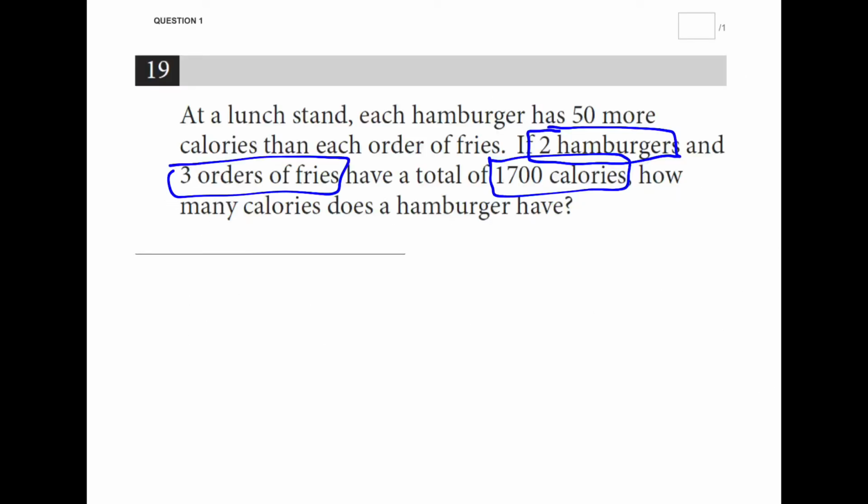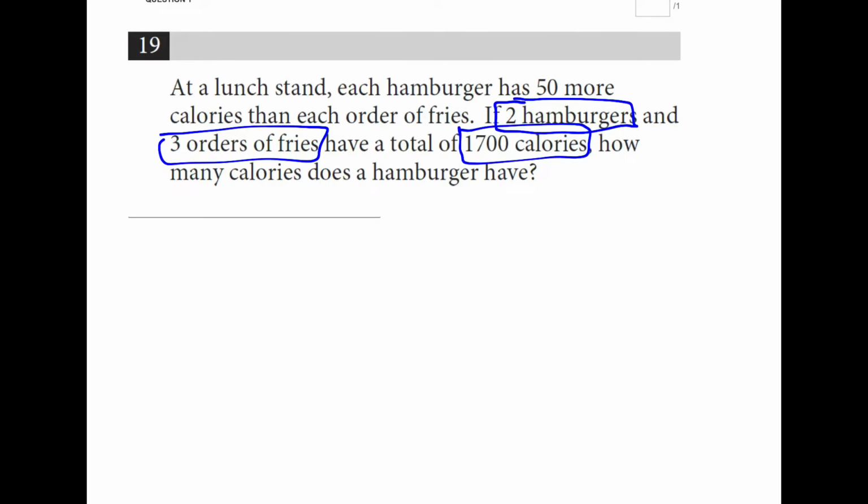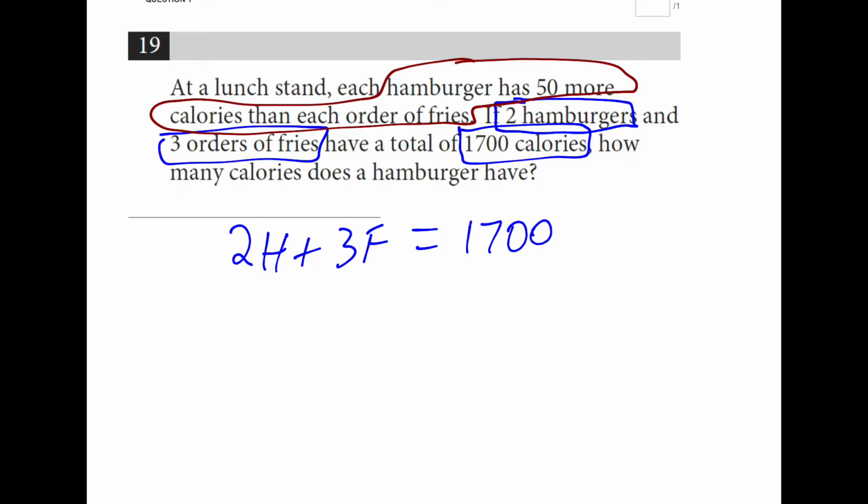With these system word problems, you have to do three things. We're going to build two equations based on translating the words into equations. Here we see that 2h plus 3f is equal to 1700. I'm picking h for hamburger and f for fries. This one's a little tricky. Hamburger is equal to f plus 50.